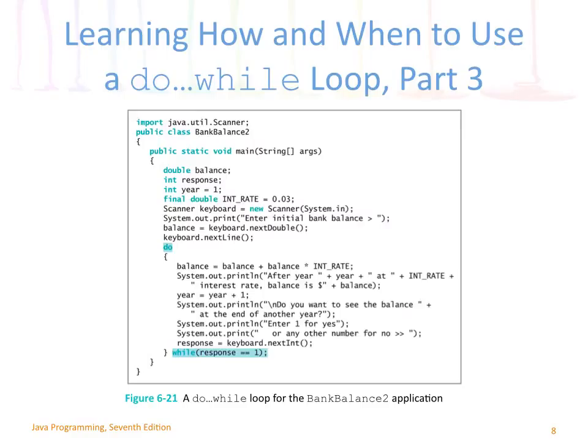Here's an example. Notice the do is highlighted. We enter the loop and do all this stuff, and then we prompt the user for the input and test to see if they entered 1. Notice we don't need the priming read here. We got rid of the response equals keyboard.nextInt before the loop because it happens at the bottom. We only need to put it once.